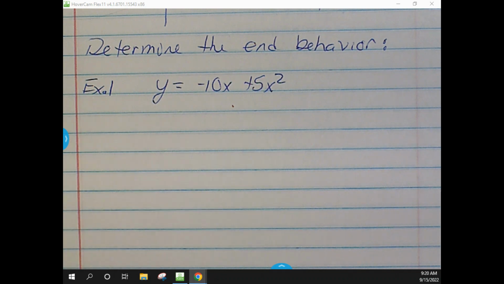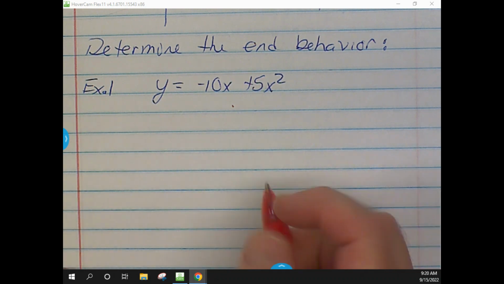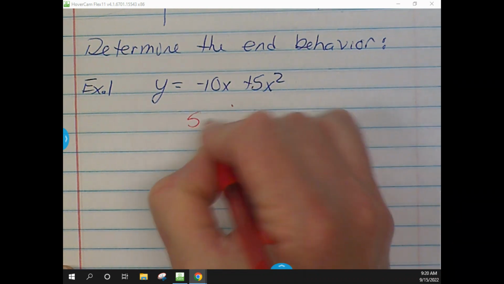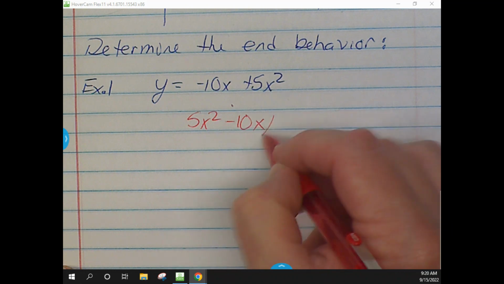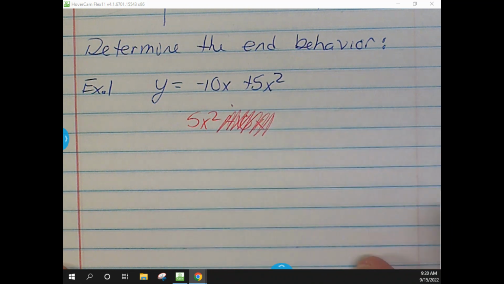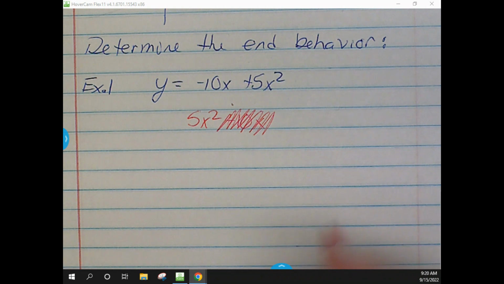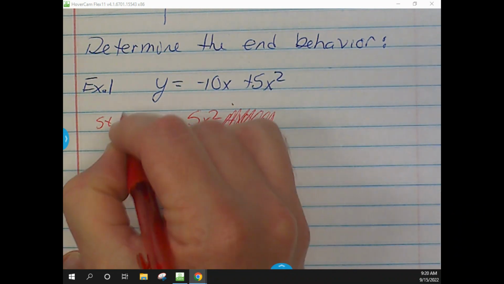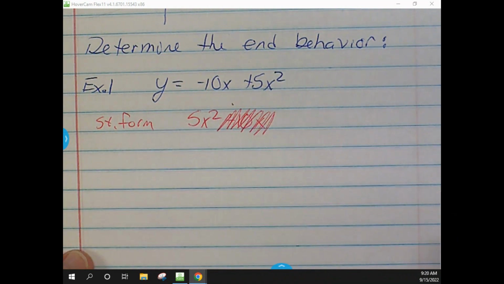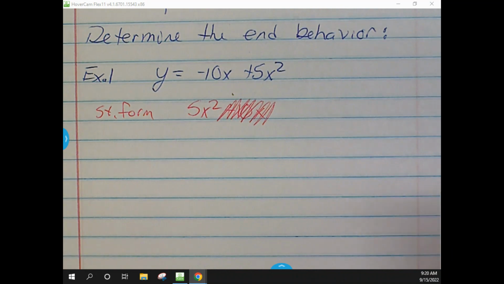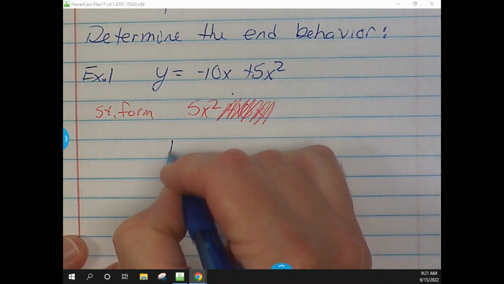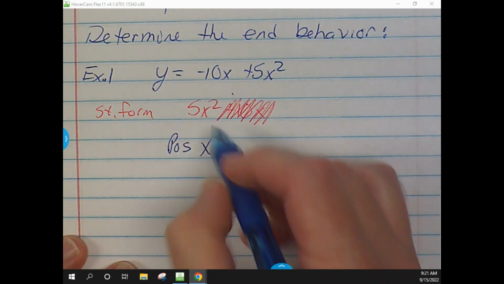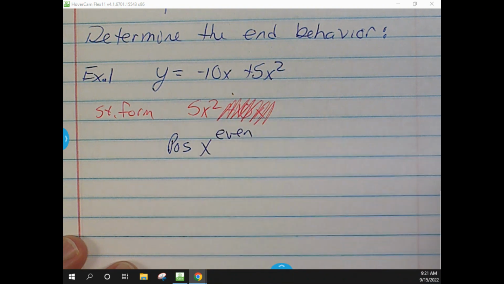So basically, you think about putting it in standard form. So it's 5x squared. Now, if you put it in standard form, everything after the first term, you don't even have to look at it. So you don't even have to worry about really writing it in standard form, because all you need is just the first term. And if you look at the first term, here's where you kind of break it apart. The number in front tells you whether it's positive or negative. So it's positive, and it's x, and 2 is an even power.